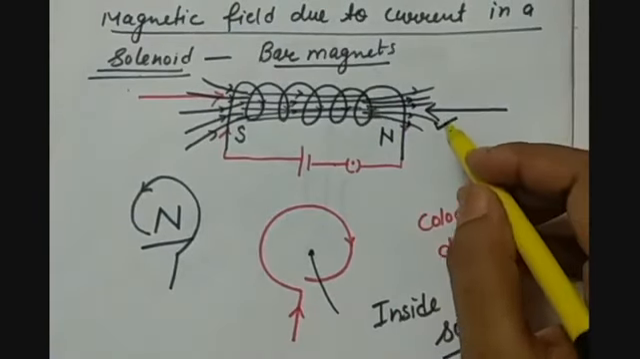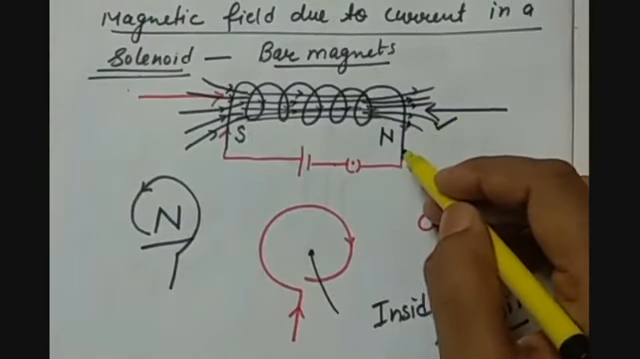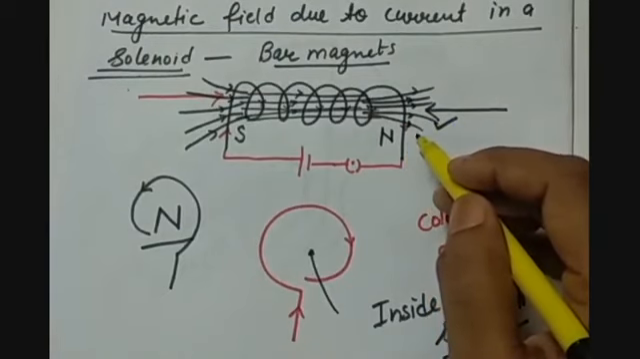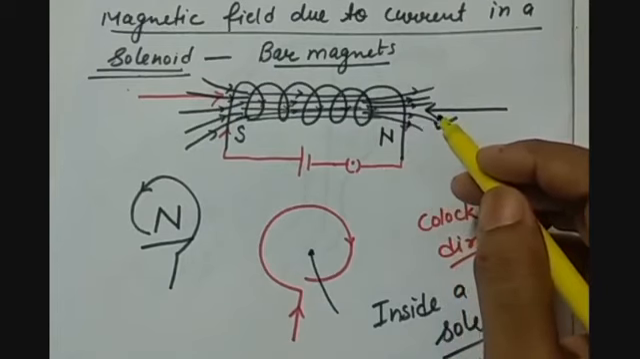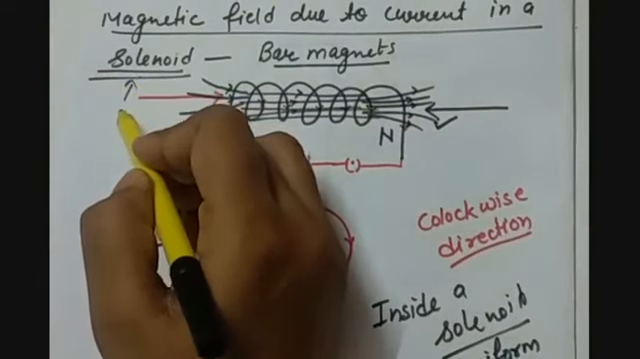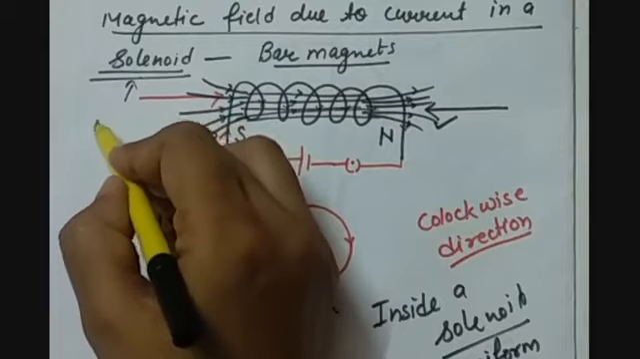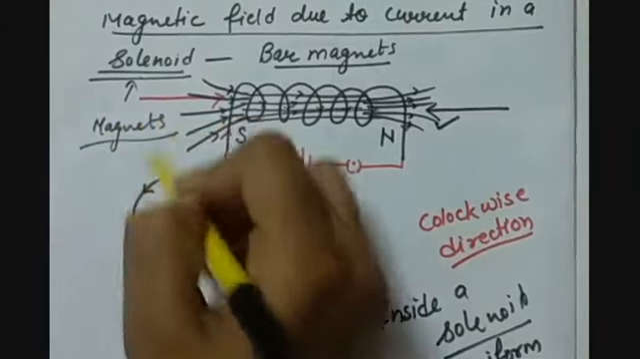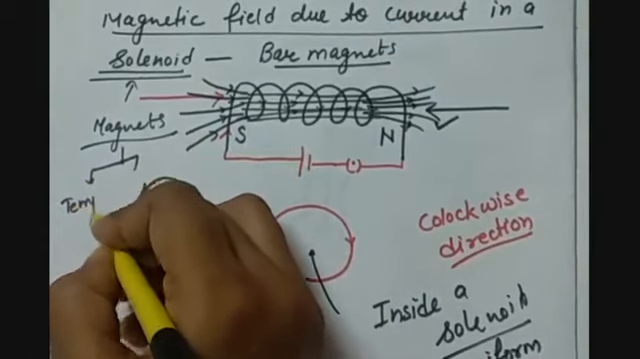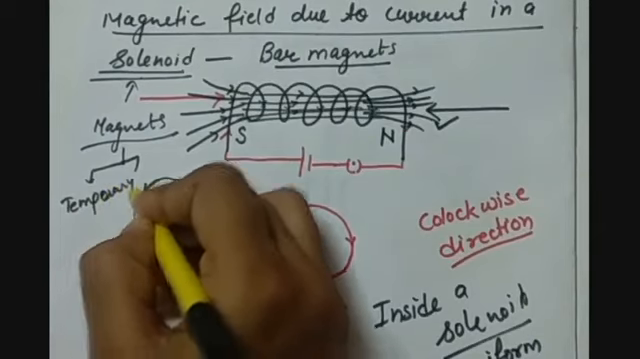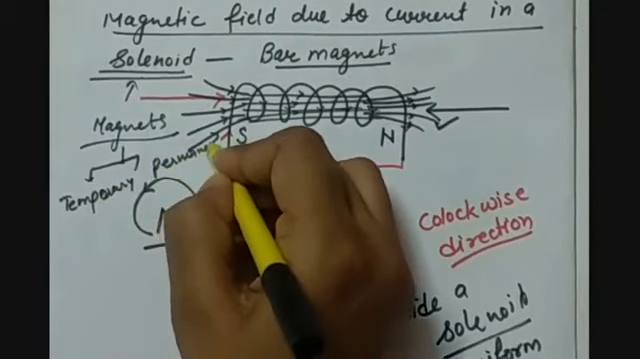So depending upon the field produced because of the solenoid having current in it, solenoids can be used to magnetize materials. So we have seen in detail that solenoids are used to magnetize materials to make magnets. Magnets can be made up of two types, temporary and permanent. So how do we magnetize a material with a solenoid?